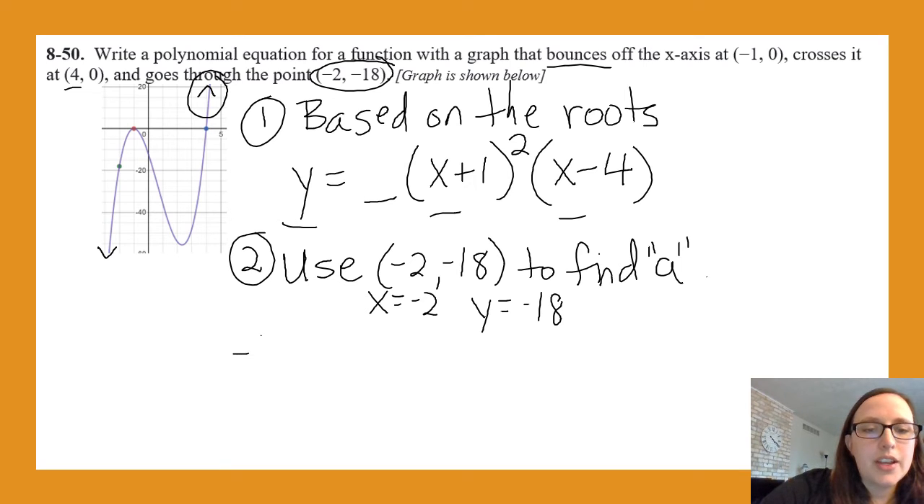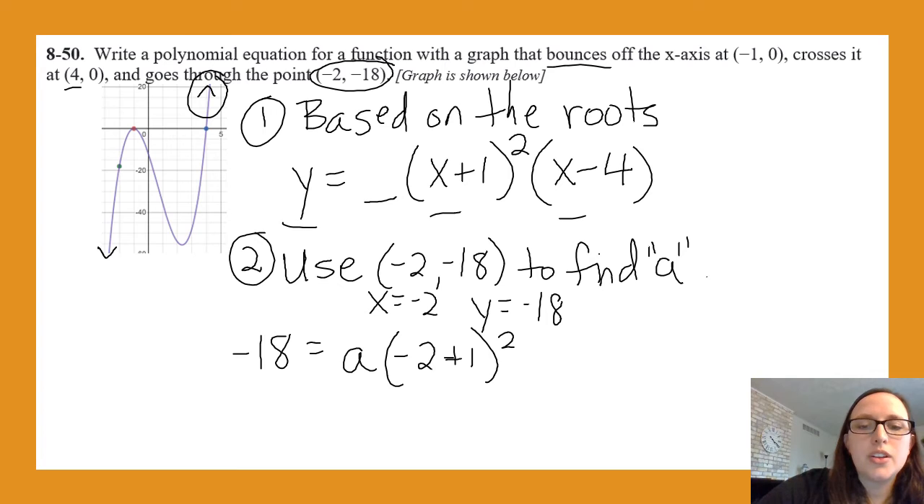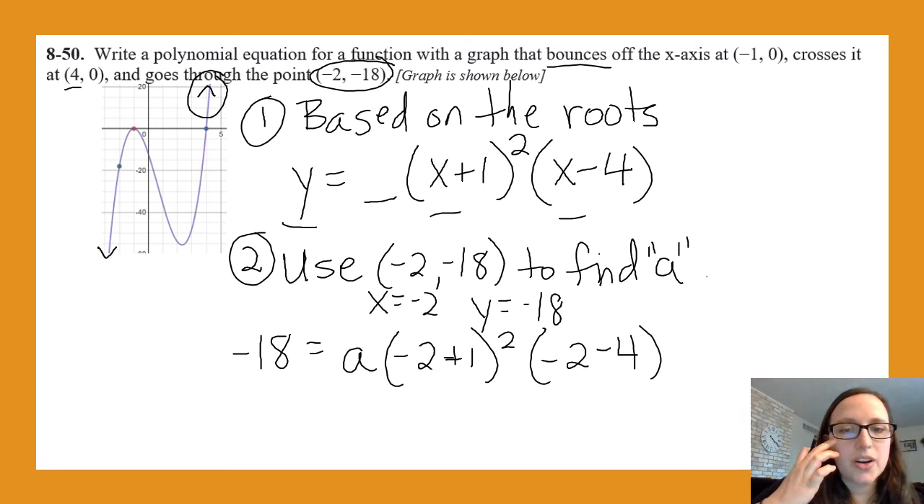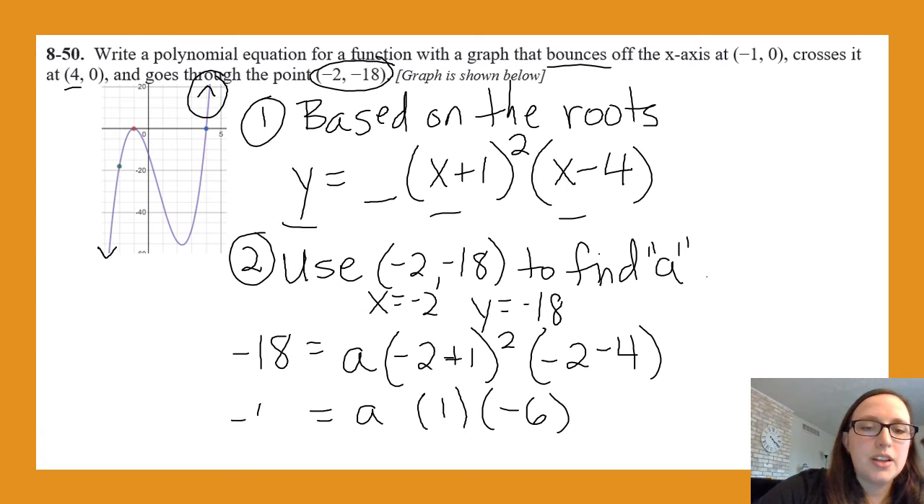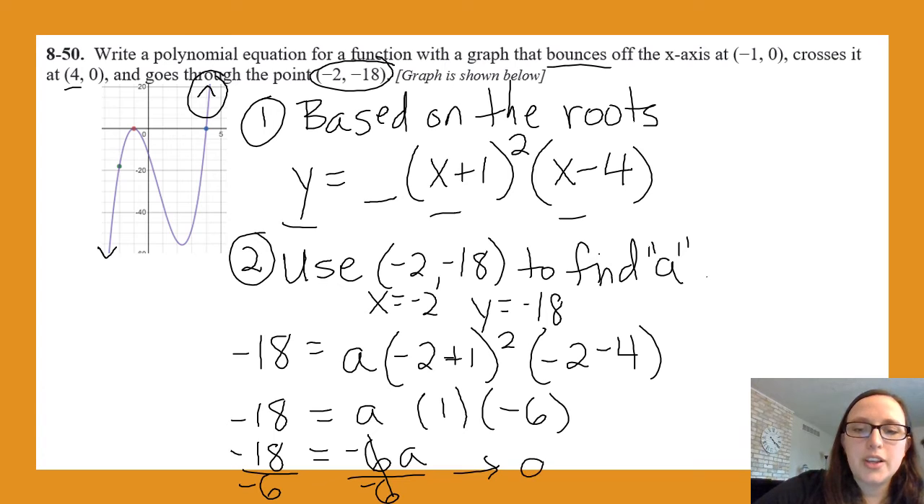All right, so we're going to have -18 equals number in the front, a, times -2 plus 1 squared times -2 minus 4. And so from there, -2 plus 1 is -1. Square that is +1. -2 minus 4 is -6. Times a equals -18. 1 times -6 is -6. A equals -18. Divide -6 on both sides to get a by itself, and we should get 3.